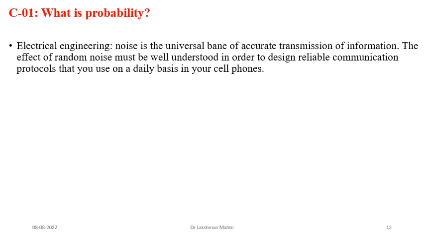Then if you go further into electrical engineering, you will see noise. Noise is the universal barrier to accurate transmission of information. In electrical and electronics engineering, they are talking about transmission of information, or communication. Noise is there. If you are willing to send information from here to another place through communication, by default noise is coming in. Noise is random in nature.